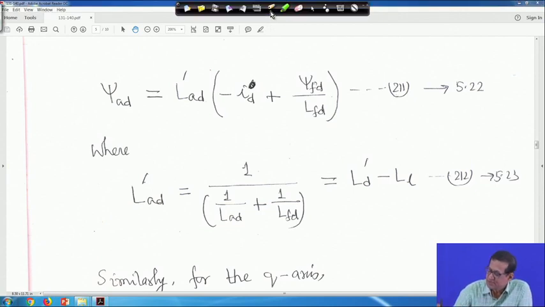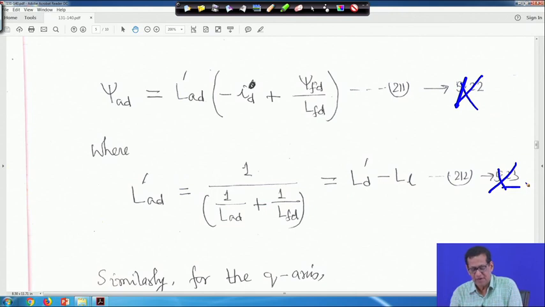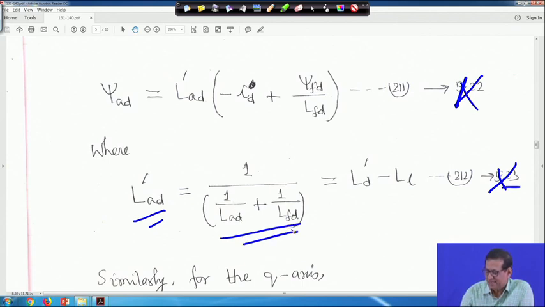Where L_ad dash you can write as 1 upon (1 upon L_ad plus 1 upon L_fd), and this is nothing but L_d dash minus L_l. This is equation 212.